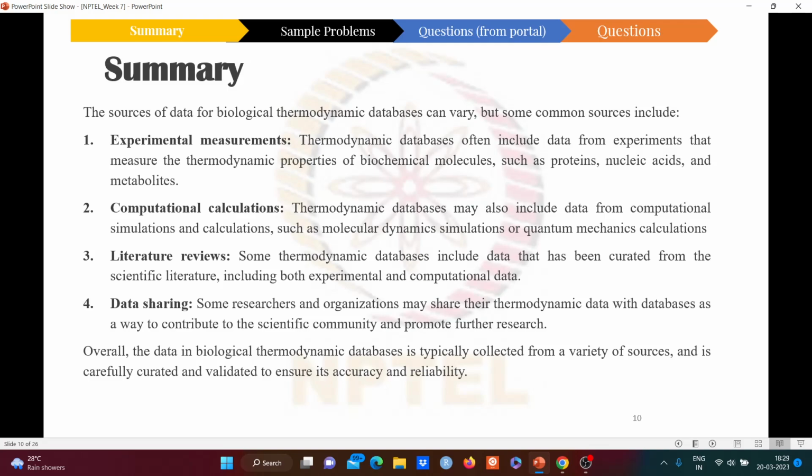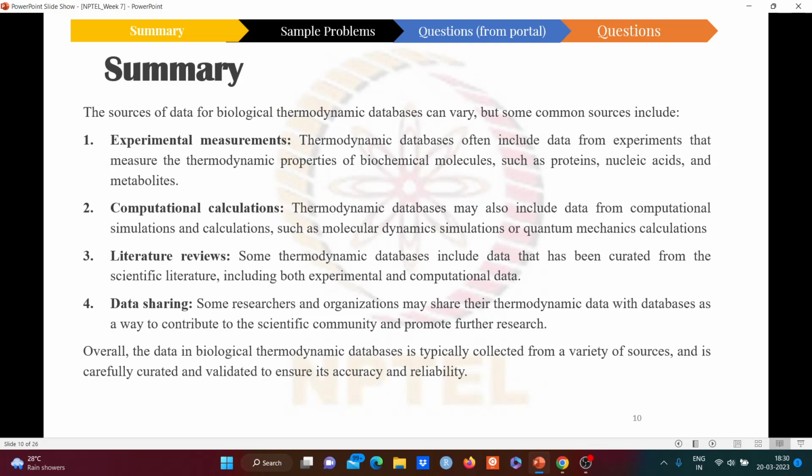Second is computational calculations. These calculations can be used to predict the thermodynamic properties of molecules based on their structure and composition. So these are prediction based, just like we have read about STP-PRED, which is a machine learning based prediction database, a database having the prediction data.